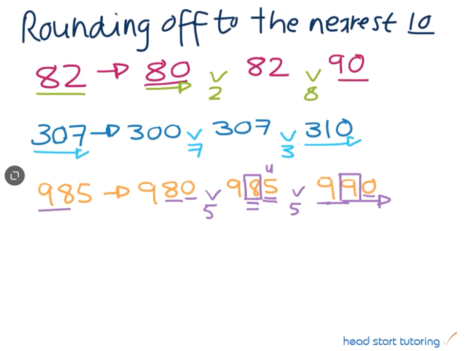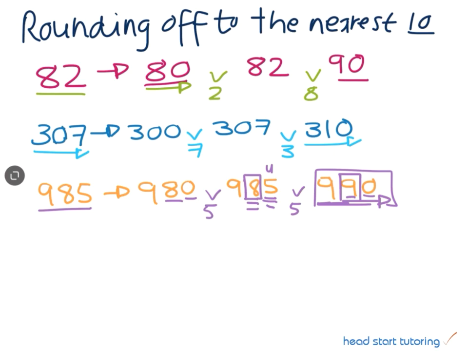So because in this example, 985, we've got a 5 in the units column, and that falls into the category 5, 6, 7, 8, or 9, then our 8 is going to become a 9. Right, so rounding 985 off to the nearest 10 is going to give us an answer of 990.